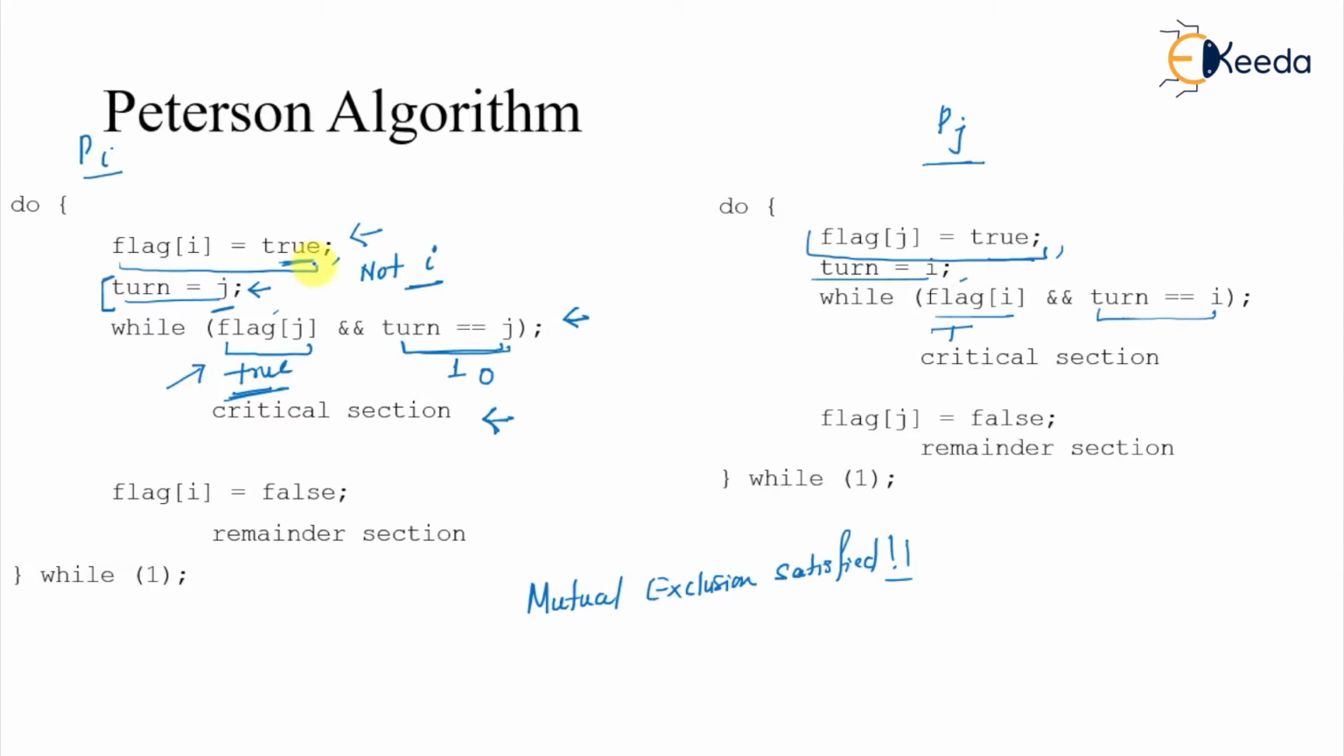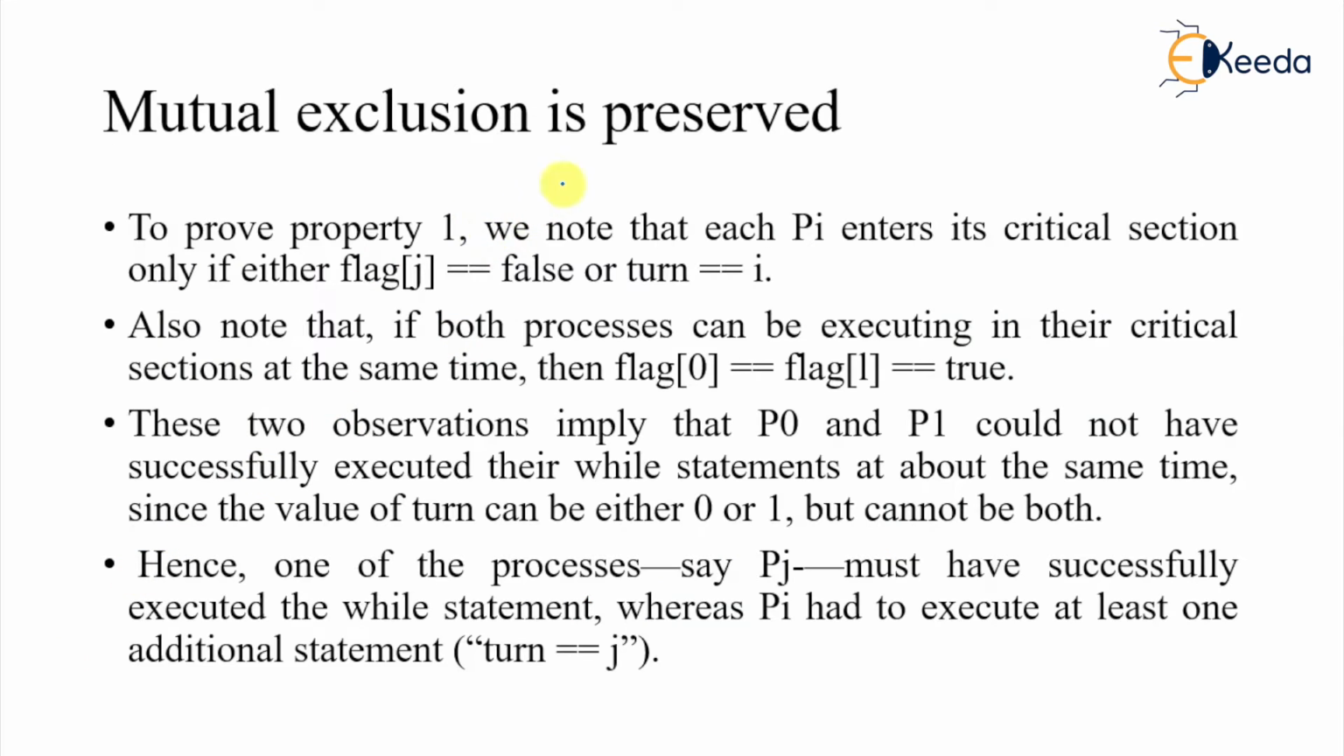Deadlock will not occur. The progress requirement was there: in algorithm 2, true and true caused the deadlock, but here we are using both variables. They are setting turn not to themselves but to the other, letting the other enter. So if the other has already intended to enter and turn is already j, then you enter into the critical section.